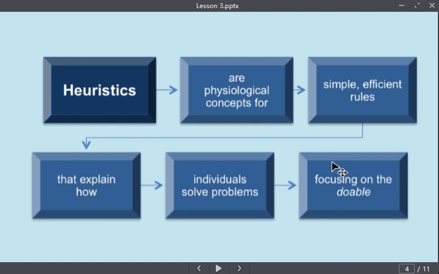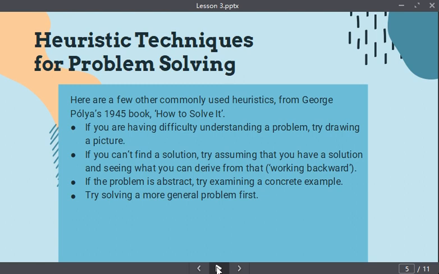Parang ito na kasi parang ano tayo dito, ito yung mas madali. That is why you are going to use that. So it often uses trial and error to find a solution that works. Now, here are a few other commonly used heuristics from George Polya's 1945 book, How to Solve It.